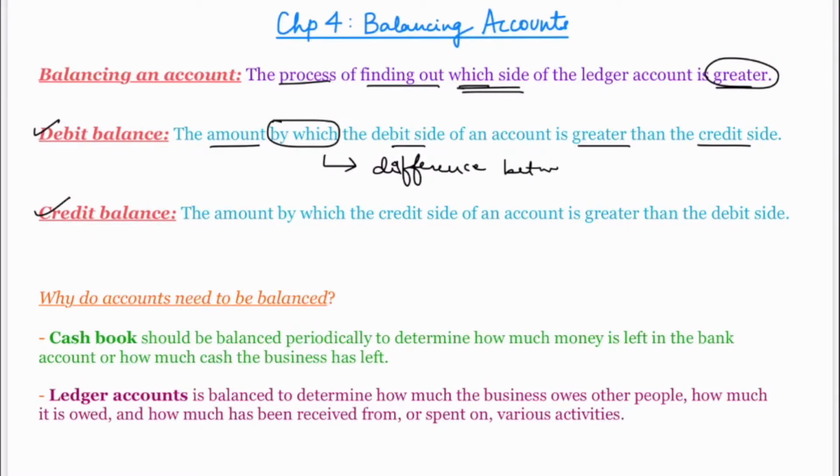between the total of debit and credit side.